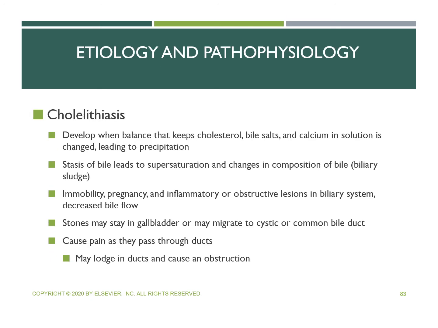Cholelithiasis can develop when the balance that keeps cholesterol, bile salt, and calcium in solution is changed, and that can lead to precipitation. Stasis of bile leads to supersaturation and changes in composition. We call that biliary sludge. Immobility, pregnancy, and inflammatory or obstruction lesions of the biliary system can cause decreased bile flow. And stones may stay in the gallbladder, or they could migrate and get stuck in the cystic or common bile duct. They can cause a lot of pain as they pass through the ducts, and they could also lodge in there and cause an obstruction.